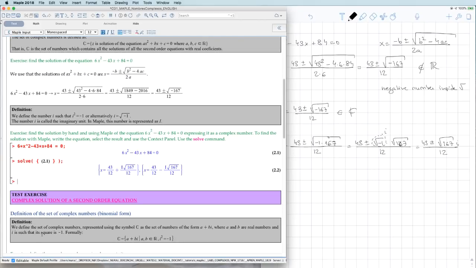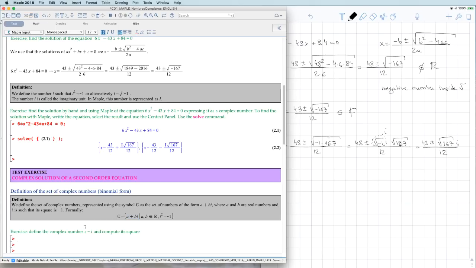Now, another definition which is probably more used is that now that we know that all the solutions of a second order equation are complex numbers, we can also define this set as the numbers of the form a plus bi, where a and b are real numbers and i is the imaginary unit. So any number of this form is going to be a complex number.